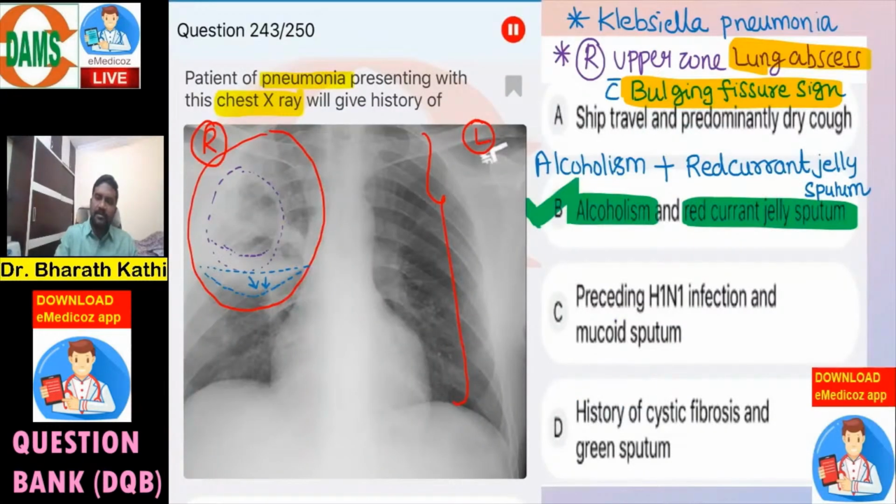So these are all the new pattern of questions available in the eMedicoz app and in the DAMS question bank. Once you go through such new pattern questions, do them regularly, and apply your knowledge, it will become very easy for you to answer in the real exam.